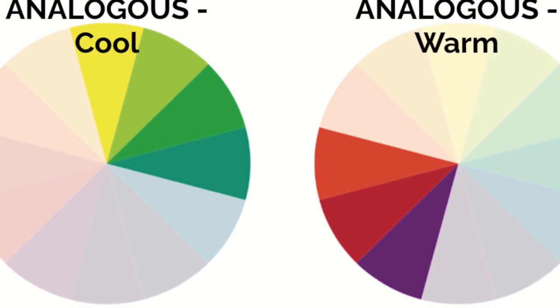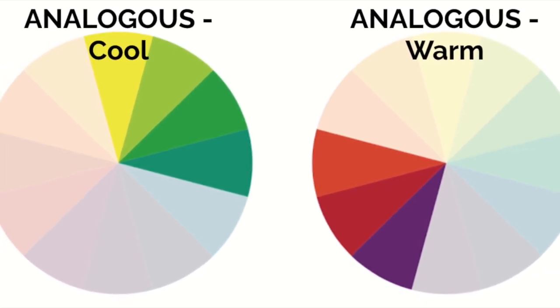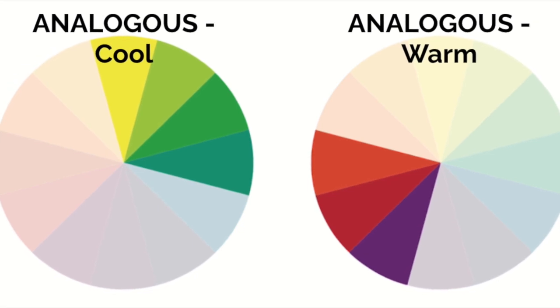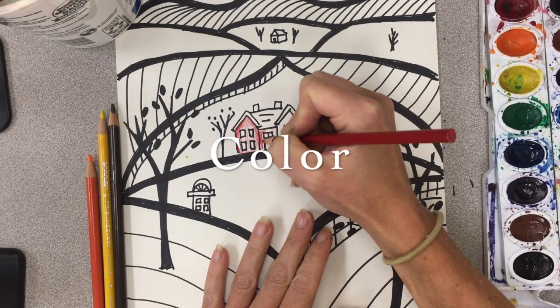Artists normally use smart color decisions when creating their work of art. Use the color wheel to choose 2 to 3 analogous colors. Analogous colors are colors that are next to each other on the color wheel.